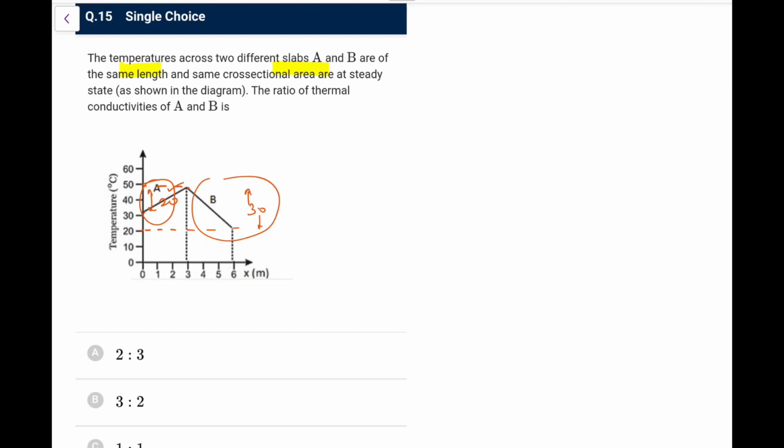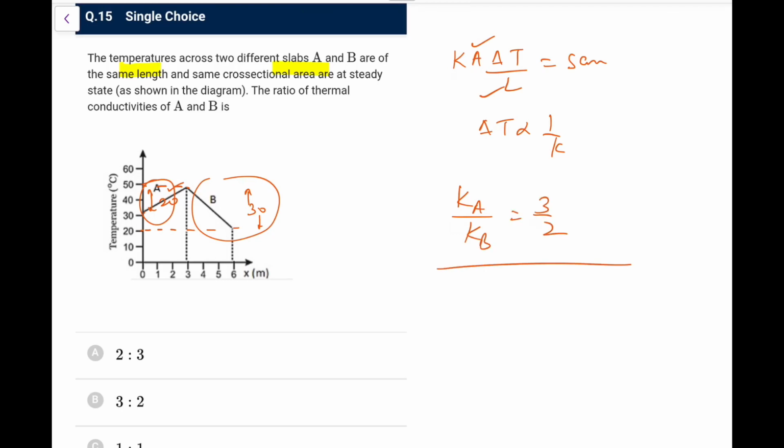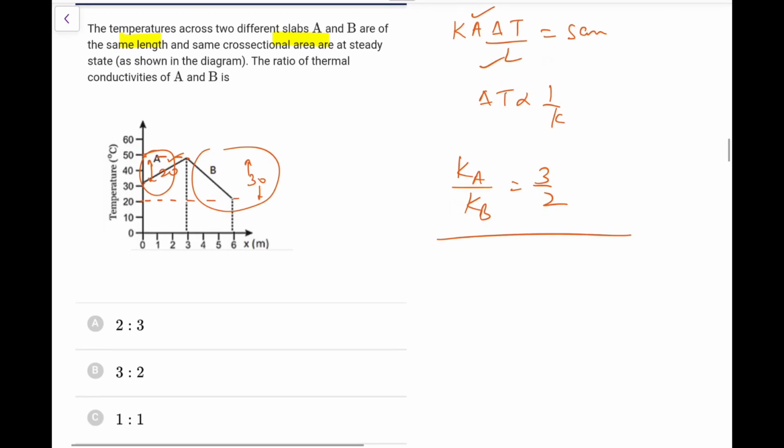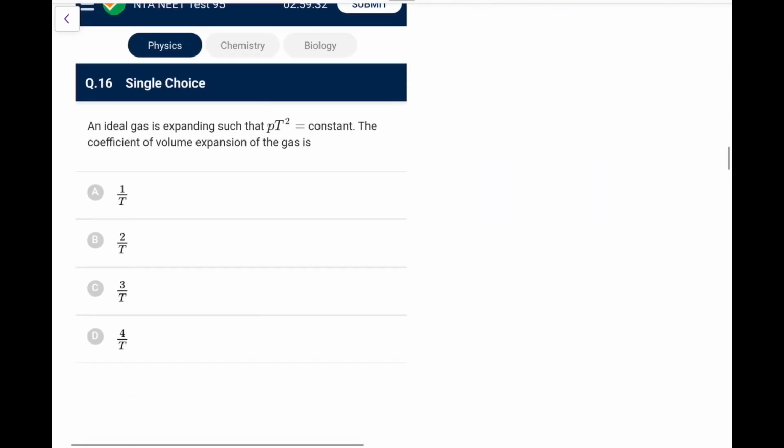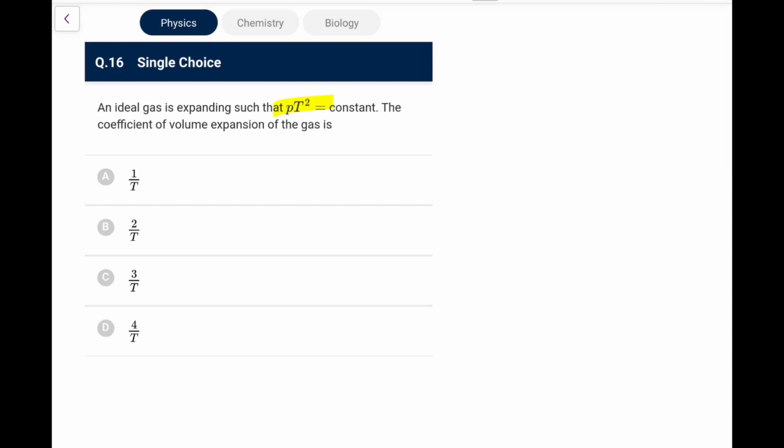Assuming let's say they are in series and H will be same, if H is same I can say KA upon (delta T by L) will be same. So A is same, L is same, so delta T is inverse to K, or K is inverse to T, so Ka upon Kb is the inverse of that, that is 3 by 2. So Ka by Kb is 3:2, go for option B. An ideal gas expands such that P T square is constant.